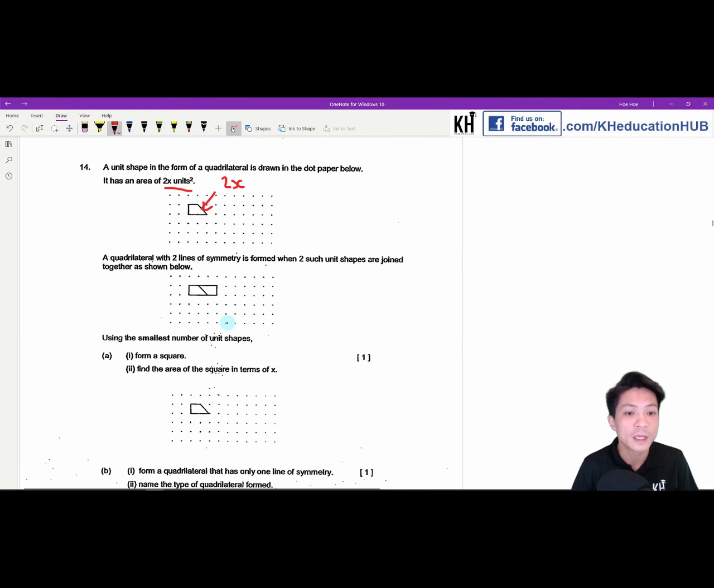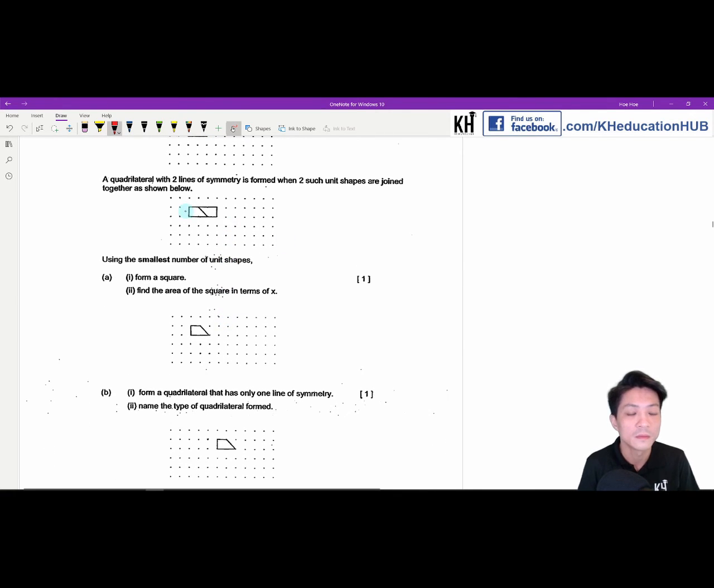Form a square. Okay, I think I'm going to need 2 more, which is like 1 and 2, so that it can be a 3 times 3. So it can be either this way or this way. So I will need 6 unit shapes to form a square.